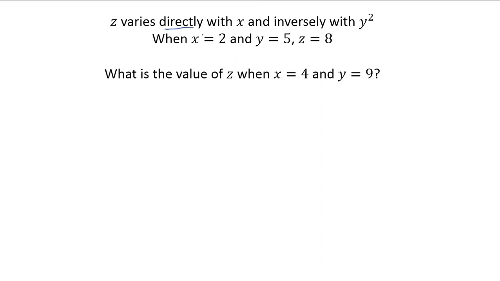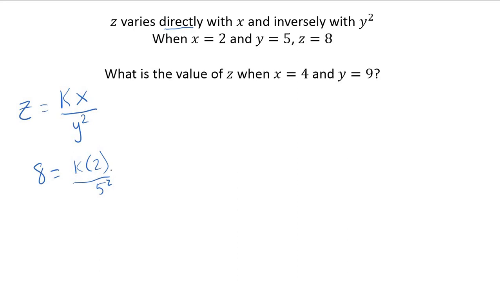Z varies directly with x and inversely with y squared. Let's set that up. So that means z equals kx. Notice they don't mention k, but yeah, there's always a constant in there. Inversely, so y squared is going to be on the bottom. So there's my general equation. When x equals 2, y is 5, z is 8. So let's plug all those things in. We're going to figure out what k is. So 8 equals k times 2 divided by 5 squared. So I just plugged in for all my variables there.